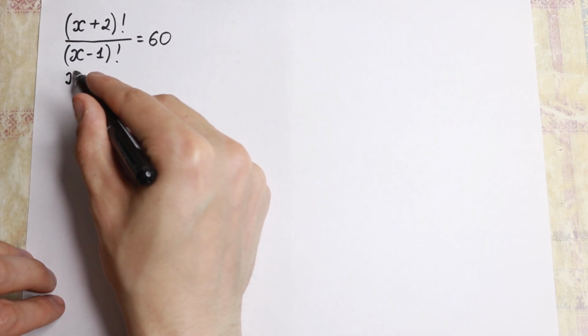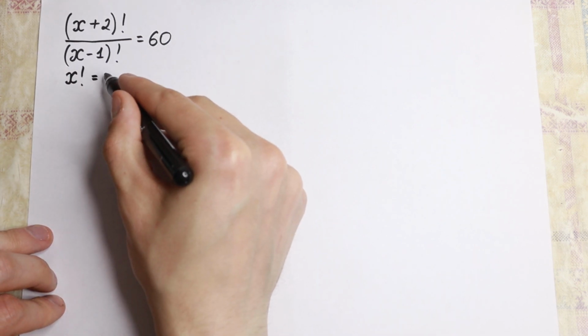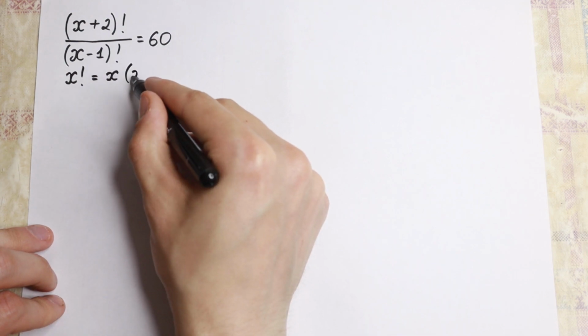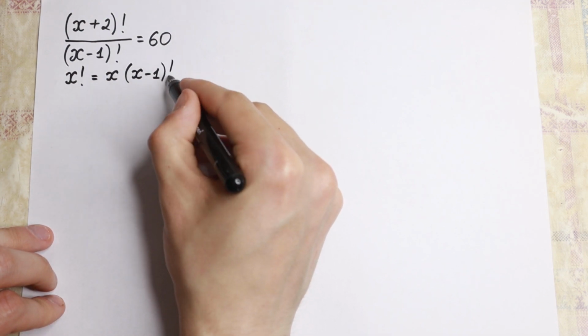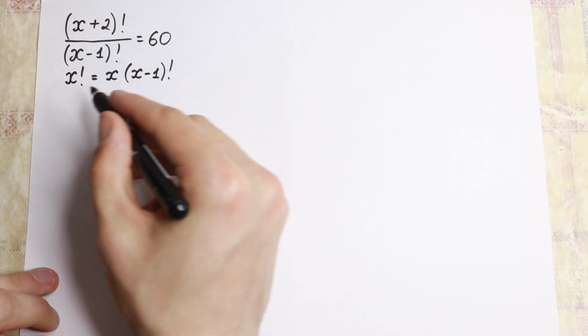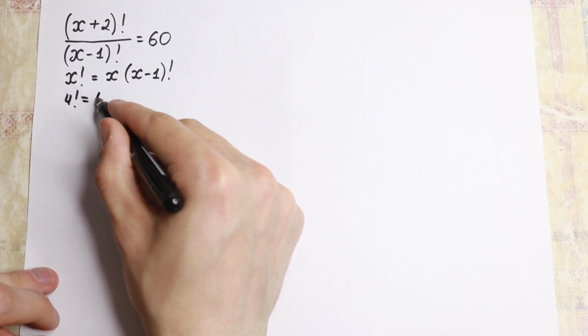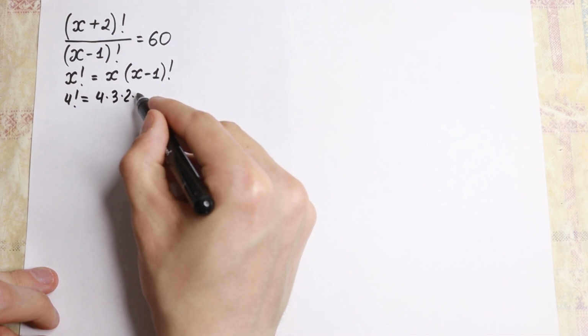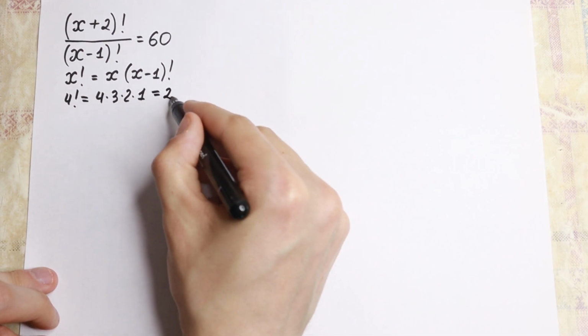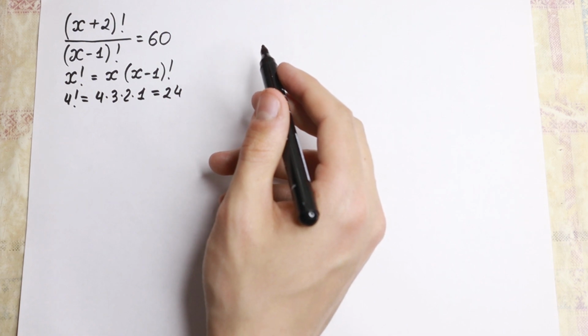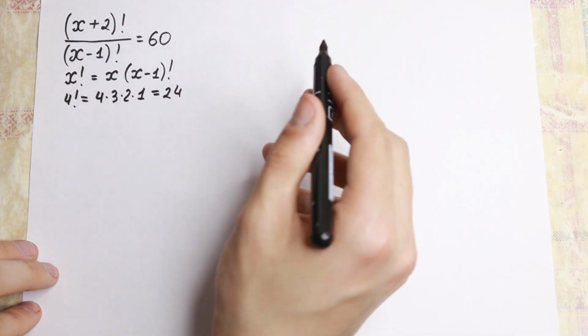So we all know that x factorial equals x times (x minus 1) factorial. So why do I write this rule and why does this rule work? For example, we will have 4 factorial. We all know that it will be equal to 4 times 3 times 2 times 1, equal to 24. So this is a classic, a table case, so 4 factorial, we all know this.